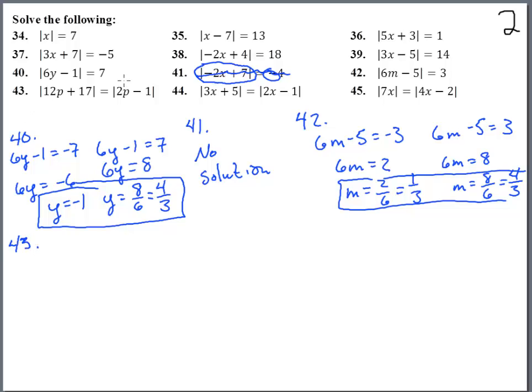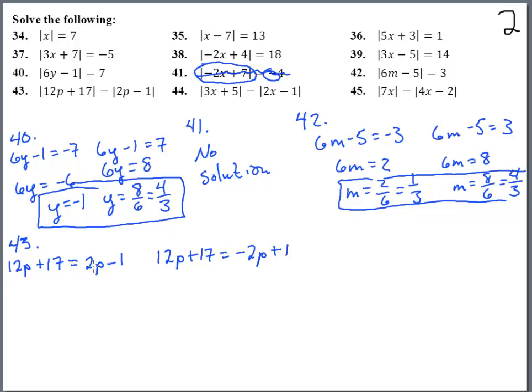Here we have an absolute value equation where an absolute value is on either side. We still split it up very similarly. If we can make this guy equal to that guy, then their absolute values will obviously be the same. And if this guy could equal the opposite, then it will work as well. So we have two equations, 12p plus 17 equals 2p minus 1. That will give us one solution. And the other one will be 12p plus 17 equals negative 2p plus 1.